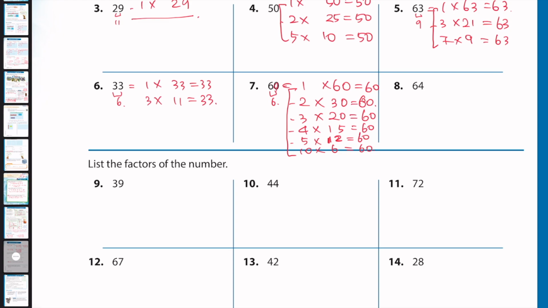Okay, let's move on to 64. 1 times 64 is 64. Since this is an even number, it can be divided by 2 without any remainder. So 2 can fit into 6 by 3, and 2 times 32 is 64. And then when you add the digits together, it's going to be 10. So it's not divisible by 3. But what about 4?